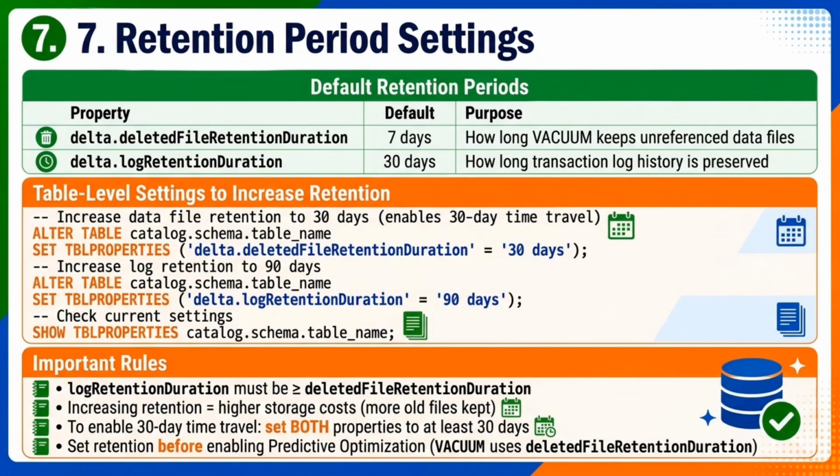Increasing retention means higher storage costs. To enable 30-day time travel, set both retention properties to at least 30 days. And most importantly, configure your desired retention before enabling predictive optimization, because Vacuum relies on deleted file retention duration. With these settings configured correctly, you can balance time travel requirements, data protection, and storage costs effectively.